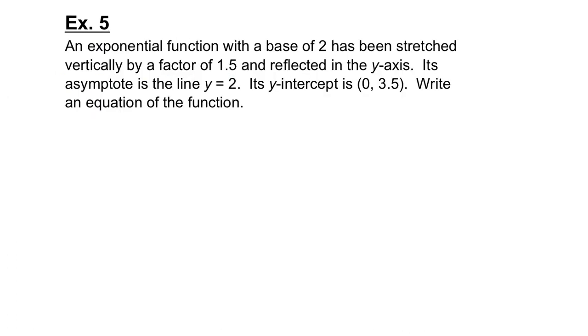Now in this last example, we're going to make an equation of a function based off a description. An exponential function with a base of 2 has been stretched vertically by a factor of 1.5 and reflected in the y-axis. Think about the y-axis, that's your vertical up and down axis. So if it's reflected in the y-axis, it's reflected across the y-axis, that's a horizontal reflection. Keep that in mind. Its asymptote is the line y equals 2. Its y-intercept is (0, 3.5). Write an equation of the function.